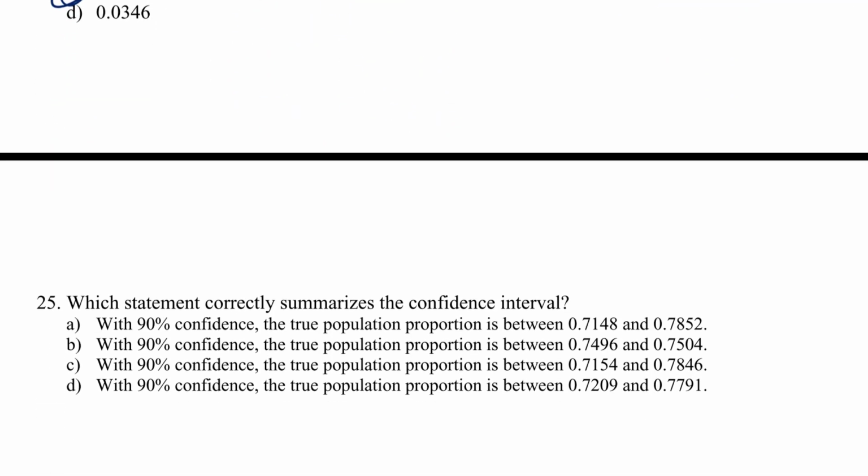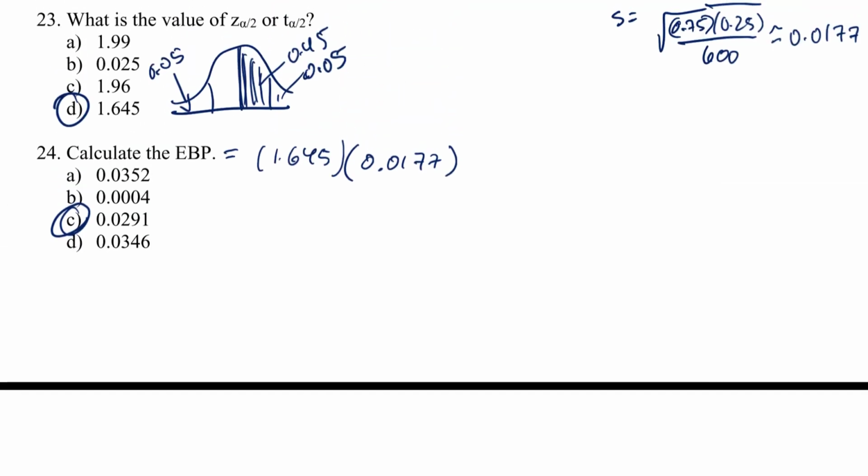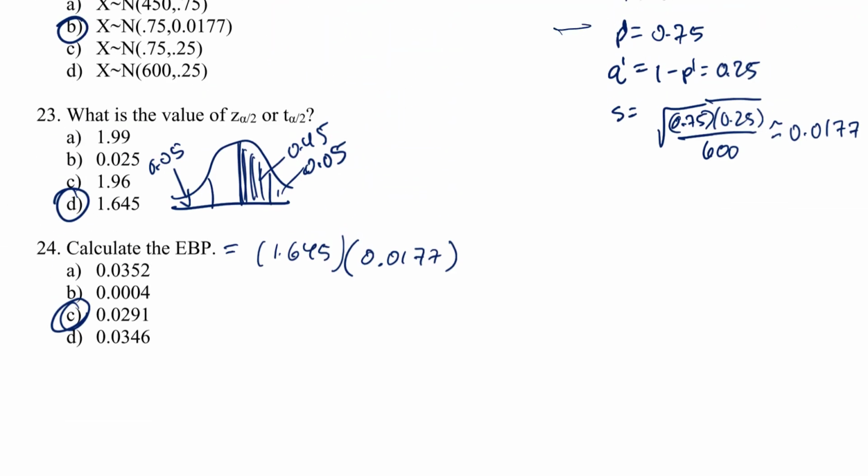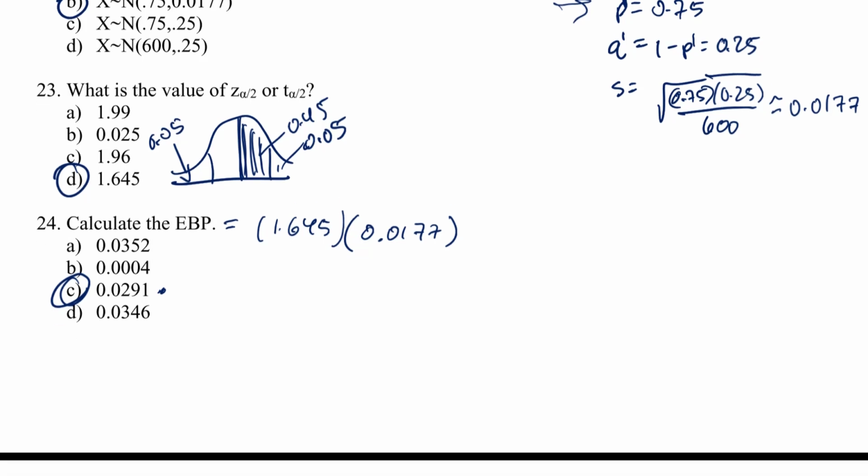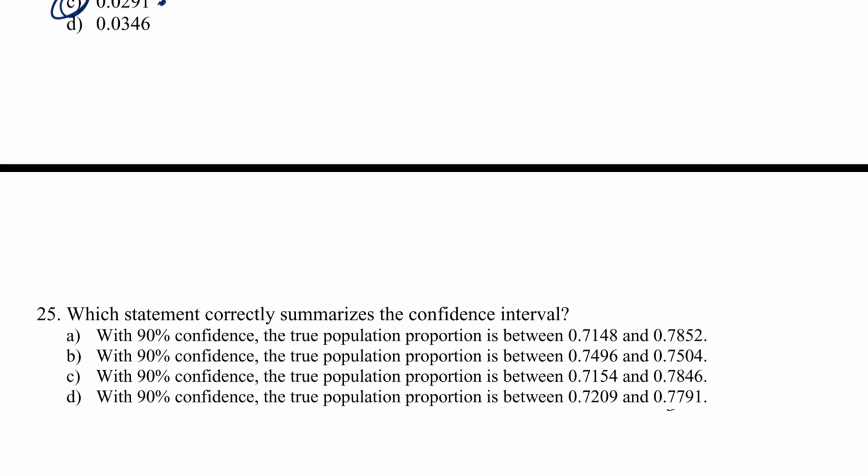All right, now, which statement correctly summarizes my interval? So with 90% confidence, the true population proportion is between blank and blank. And we need to take that 0.75, which was our proportion, and we need to add and subtract this 2.9% to it. Okay, so if I add it, that's an easy calculation. I should get 0.7791. Notice part D is the only one with the correct answer there. That's the only one that's logical. And again, this is P prime minus my EBP, and this is P prime plus my EBP.